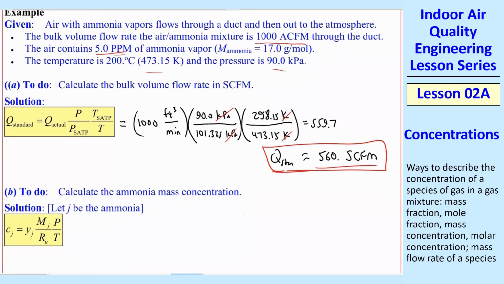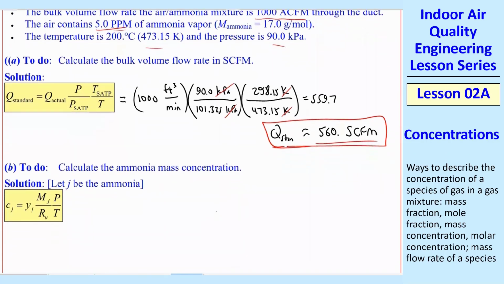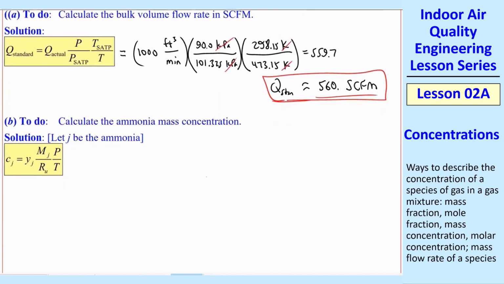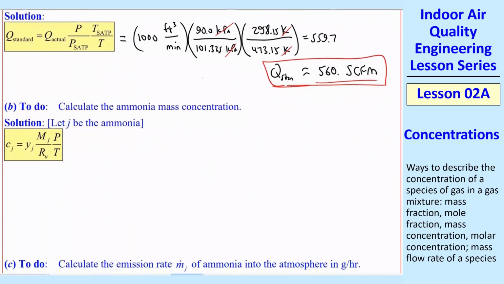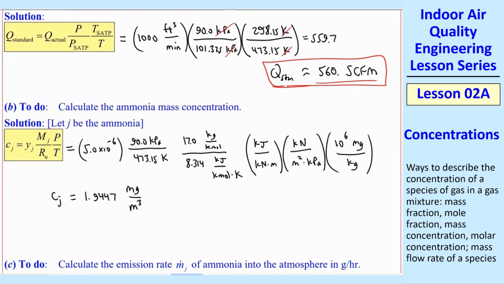Next, we want to calculate the ammonia mass concentration. So I wrote that conversion equation that I told you was our workhorse equation. So let's plug in the numbers there also. So I plugged in all the numbers and units. You got to be very careful with units. I don't know how to stress that anymore.